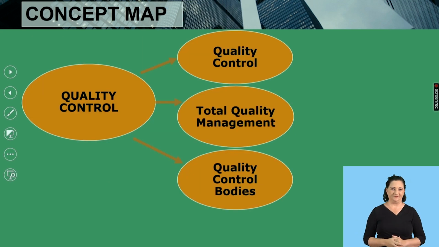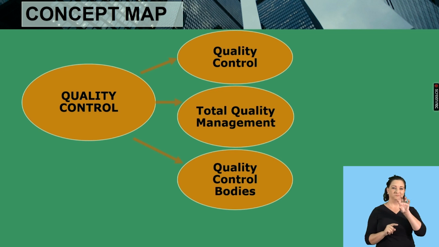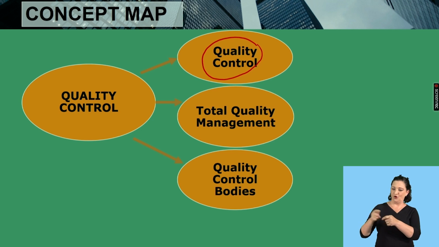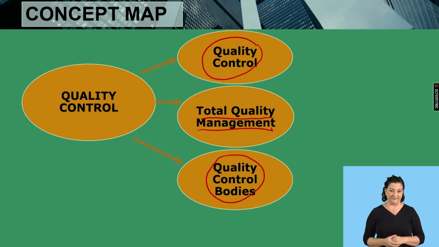Now, when you look at our concept map, we are going to cover the concepts in this manner. We will firstly look at quality control, which includes quality control and quality assurance. We will then look at total quality management, and then finally, we will look at the quality control bodies.